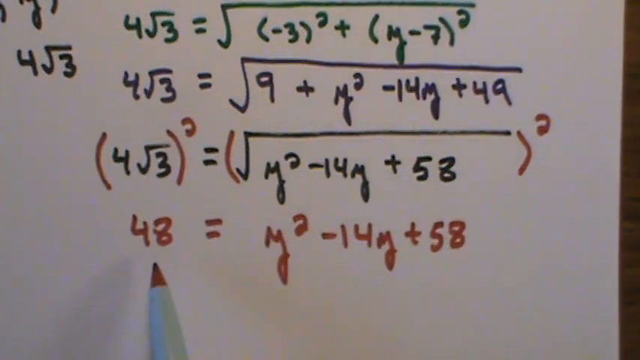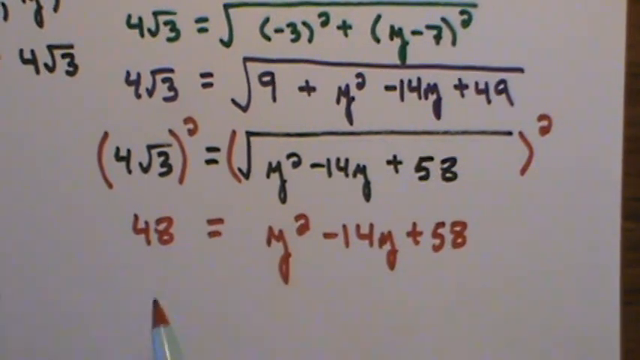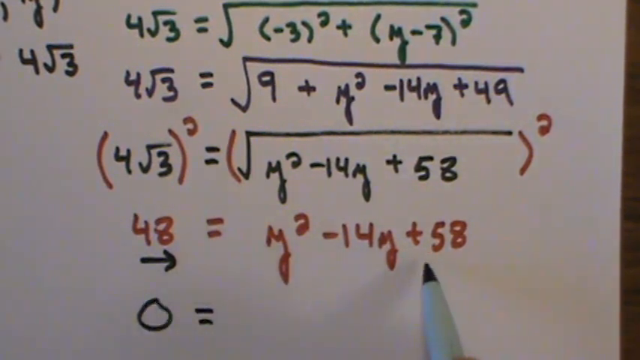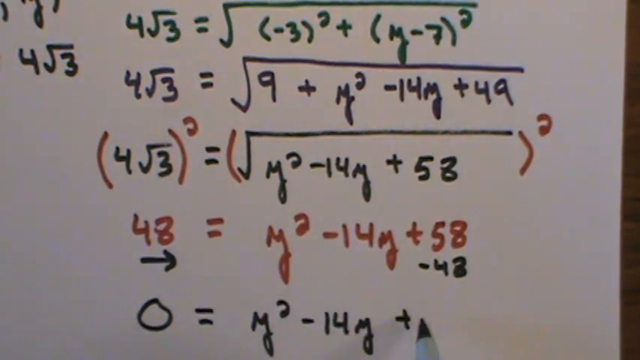And then next, I need to zero this out. So this is going to go back to something we learned at the beginning of the year. When I zero this out, I'm just going to take that 48 over. I get a 0 equaling. The 48 comes over as a negative 48. So this would be y squared minus 14y plus 10.